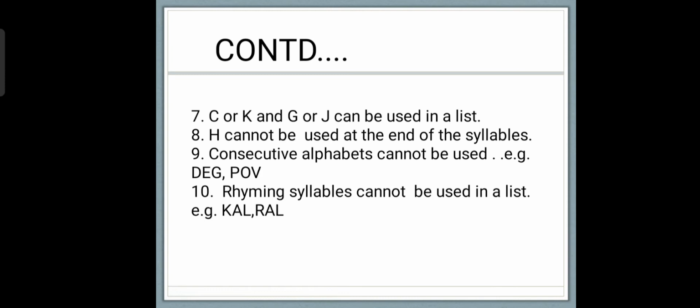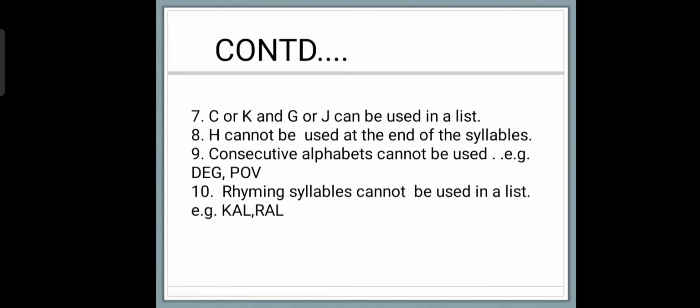C or K and G or J cannot be used together in a list. Sorry, it will be that we can either use C or K in the same list. That is, in a list where we are using C, we won't be making any syllable with K. And in the same way, if in any list we are making a syllable with G, then we won't be making any syllable with J. So we will be using either C or K and either G or J.